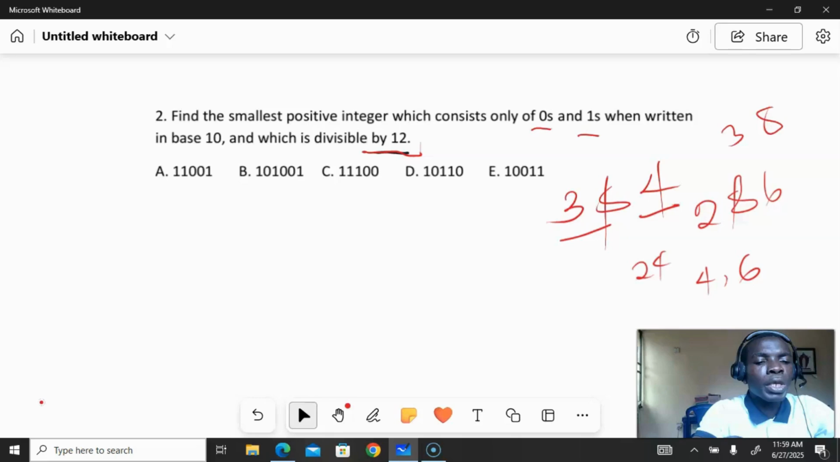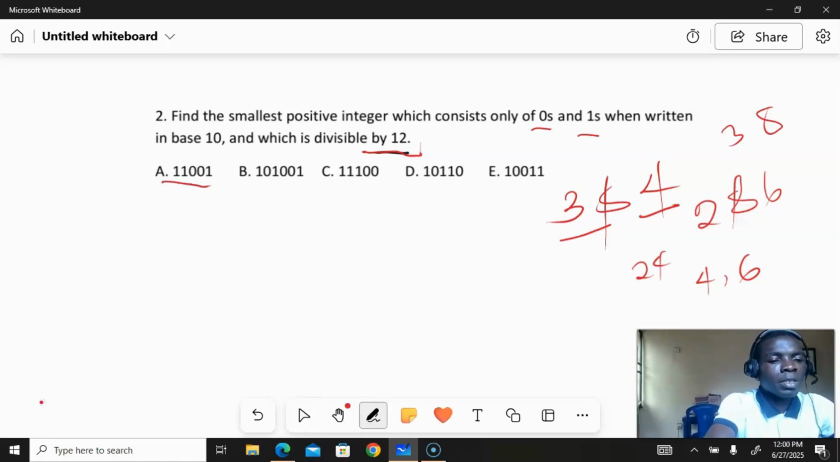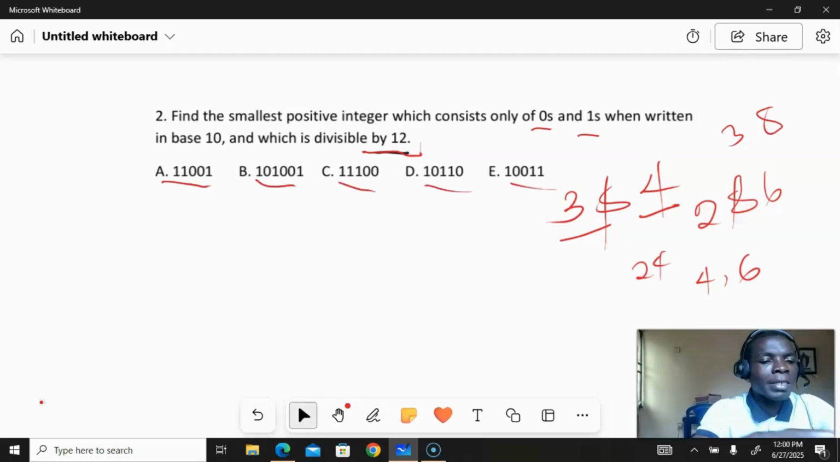So now, how do you say a number is divisible by 3? For a number to be divisible by 3, the sum of its digits must be divisible by 3. So we look at all the options. The sum of their digits is 3 here, so this number is divisible by 3. The sum of the digits is also 3 here. This is divisible by 3. The sum of this is also 3 here. The same thing for all of them. So all of them are divisible by 3. They pass the first test.